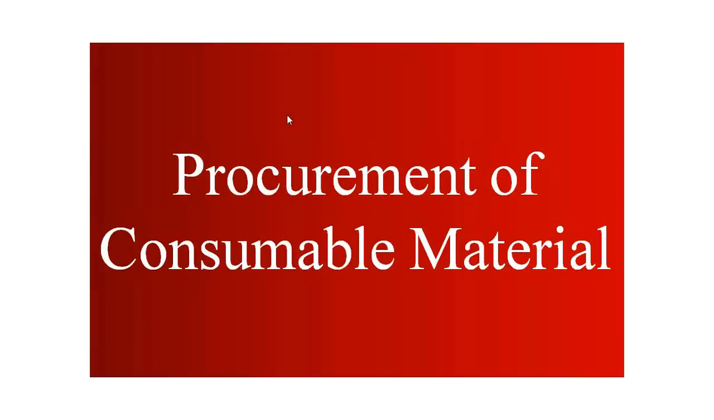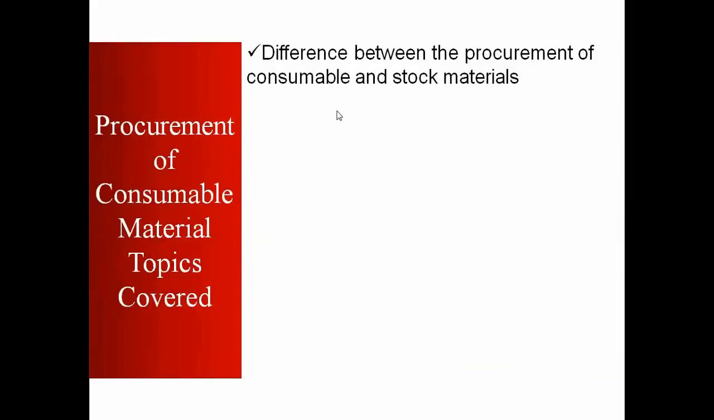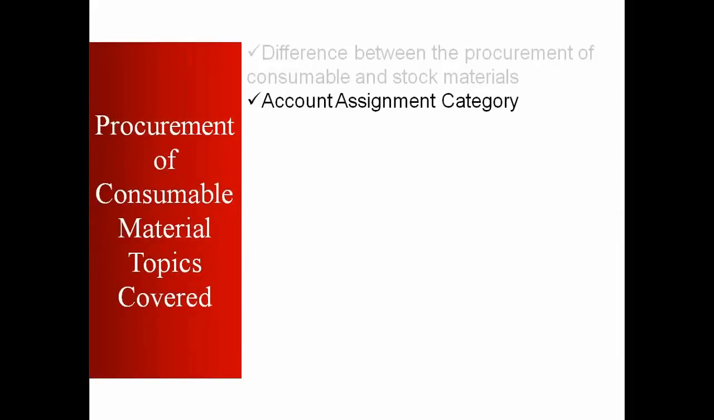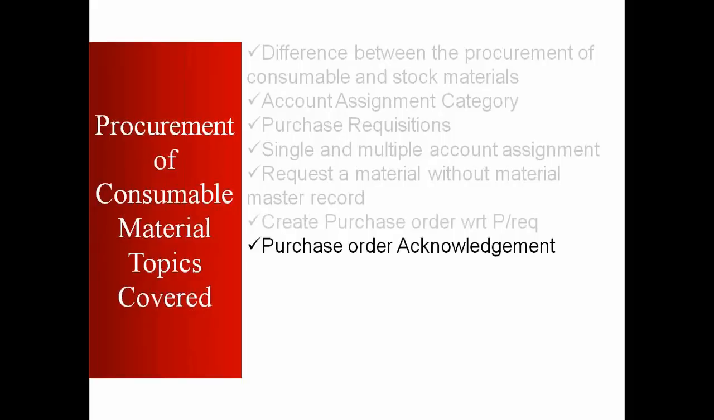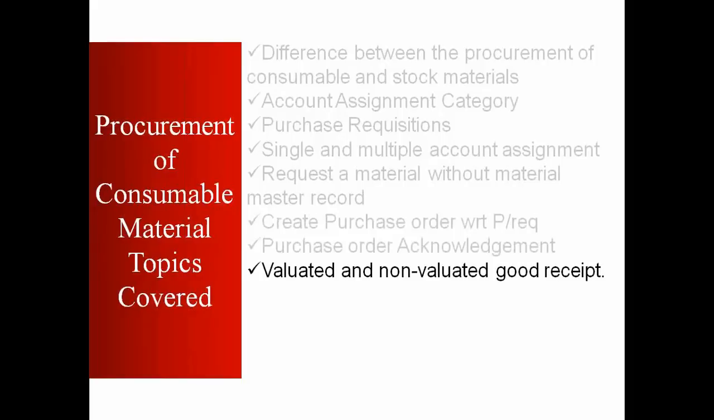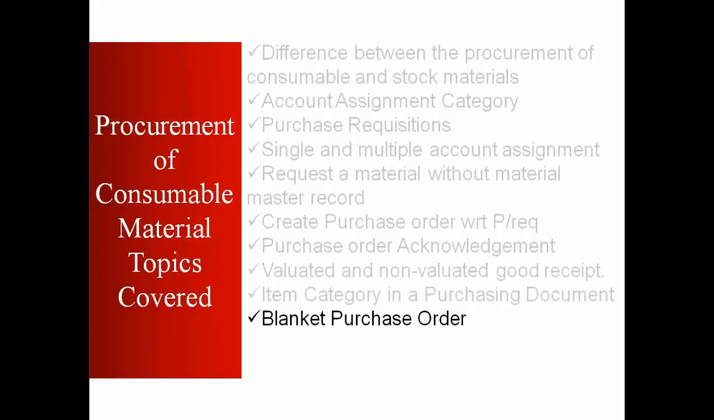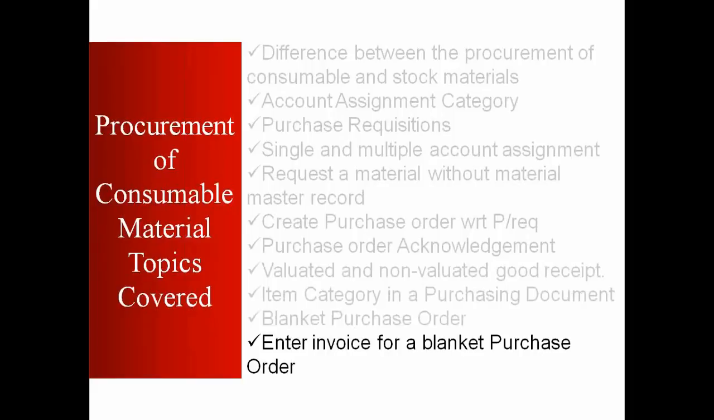The topics that we'll be covering today within the consumable materials are: the difference between the procurement of consumable and stock materials, account assignment category, purchase requisitions, single and multiple account assignment, requesting a material without a material master record, creating a purchase order with respect to a purchase requisition, what a purchase order acknowledgement is, valuated and non-valuated goods receipt, item category in a purchasing document, blanket purchase order, and entering the invoice for a blanket purchase order. So these are the topics we'll be covering today.